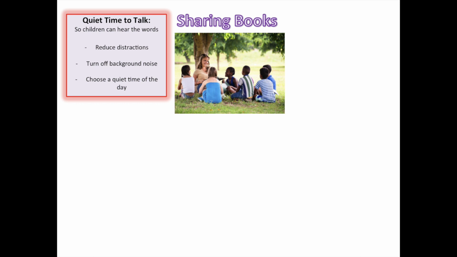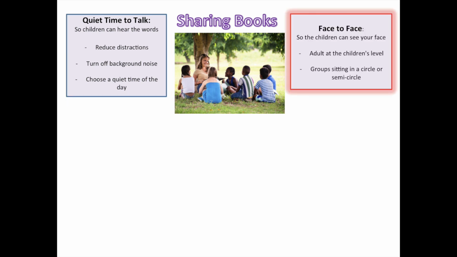Linked to the Words Up Early interaction key messages, which sit separate to this training, there are some key points which practitioners can consider when sharing books with small groups. Quiet time to talk, so children can hear the words. We can do this by reducing distractions, turning off background noise, and choosing a quiet time of the day or area.